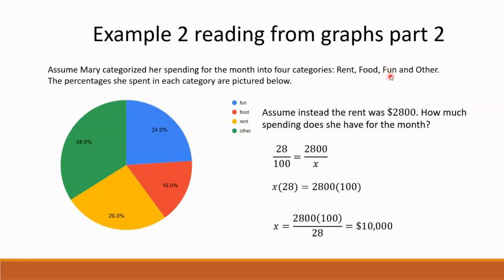But let's suppose now the rent was $2,800. Okay, so notice it's a little bit different. Before I said that she spent a total of $2,800. Here I'm telling you the rent was $2,800. How much did she spend for the month? How much did she spend in total for everything for the month?